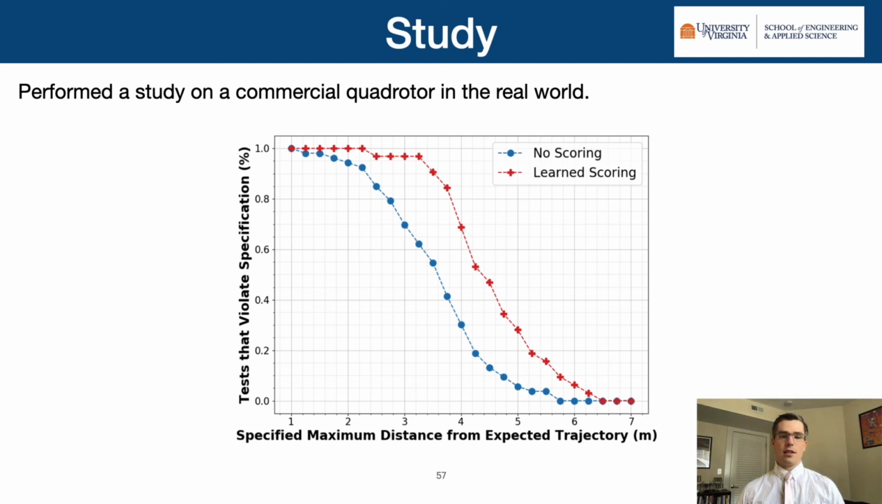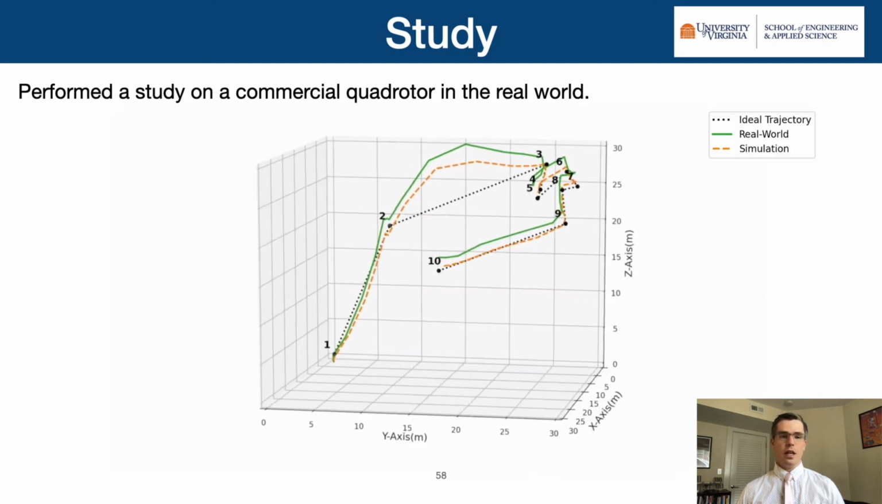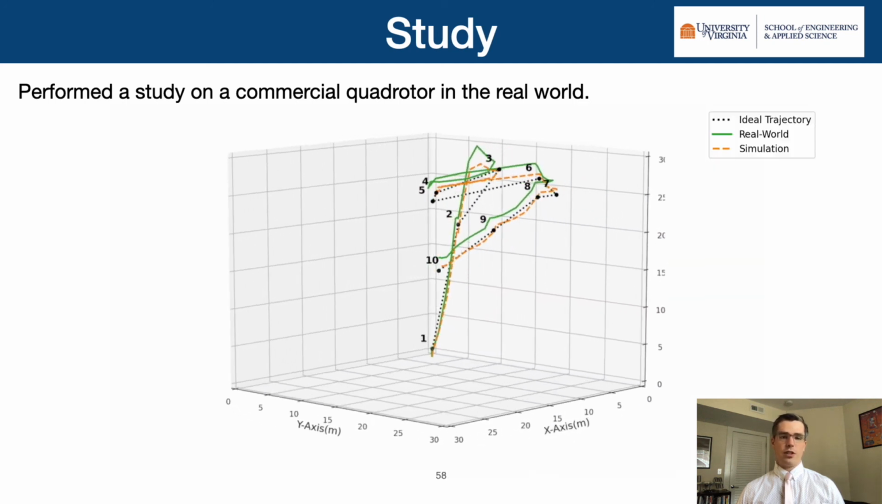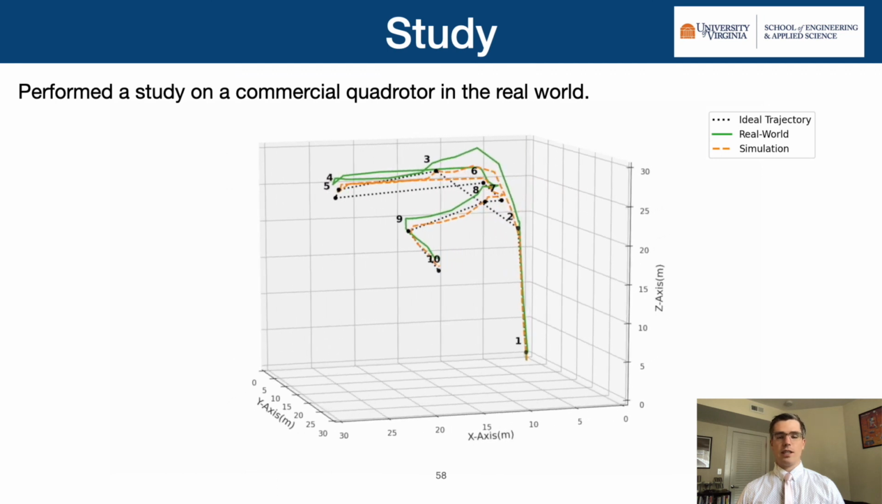The results indicate that regardless of the specified maximum deviation, using a scoring model produces a larger percentage of tests that violate the specification. For example, given a specified maximum deviation of 4, with no scoring model, only 30% of tests generated would violate those constraints. However, the approach using a scoring model would generate a test set with approximately 70% more tests which violate the same specification. Developers can also use these trajectories to investigate further the behaviors which lead to these violations.